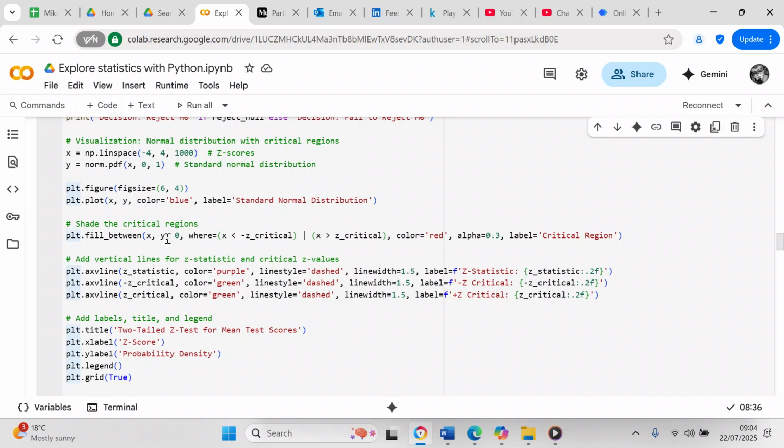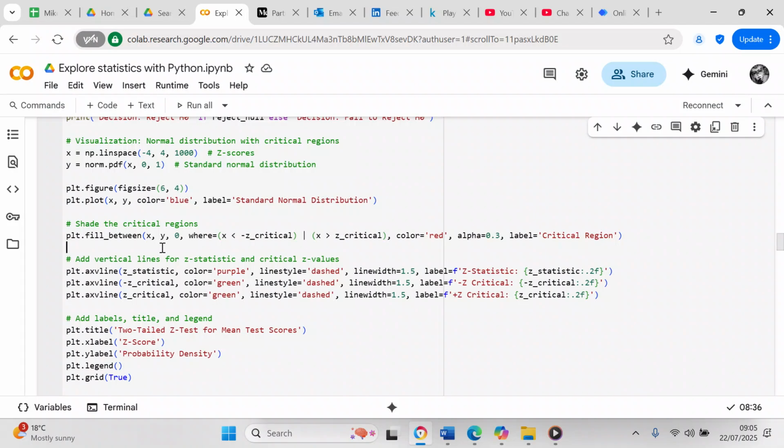And then we're going to shade the critical regions. So plt.fill_between brackets x, y, 0, where x is less than negative z-critical, or x is greater than z-critical, color equals red, alpha equals 0.3, label equals critical region.